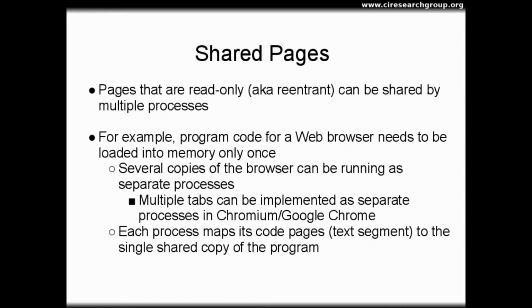In the case of a web browser, for example, it is only necessary to load one copy of the browser program code into memory. Several copies of the browser can be run as several different processes, sharing the program code and thus saving memory. The open-source Chromium browser and its Google Chrome derivative allow each tab to run in a separate process. Shared memory pages allow the code for the browser, any extensions, and any plugins to be loaded only once, saving memory.